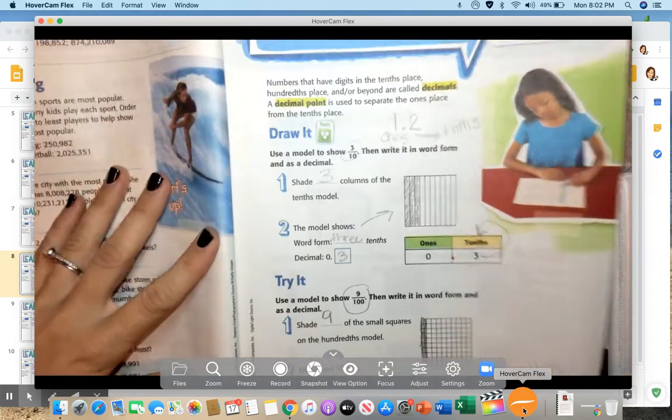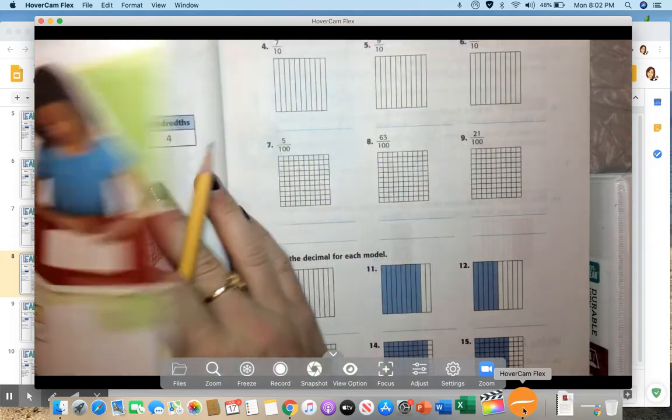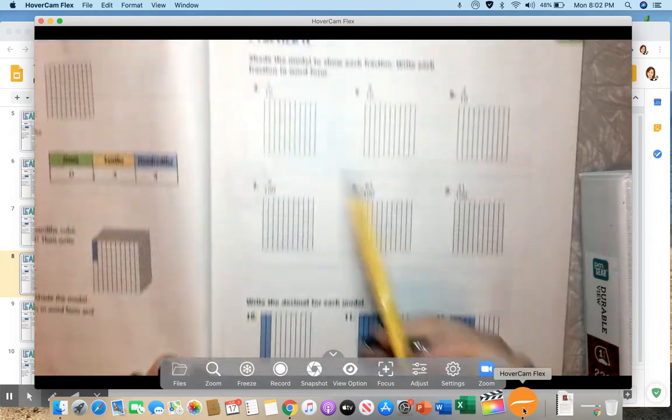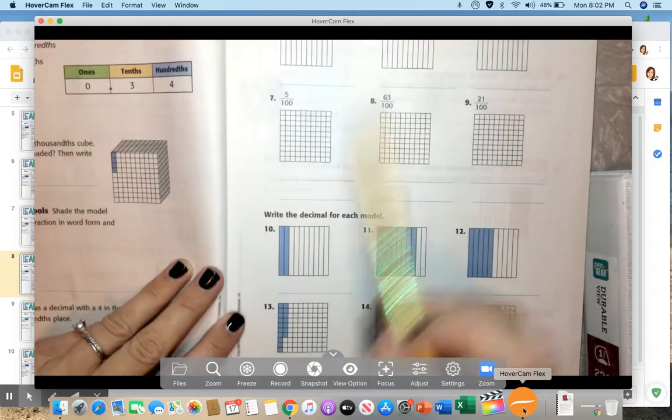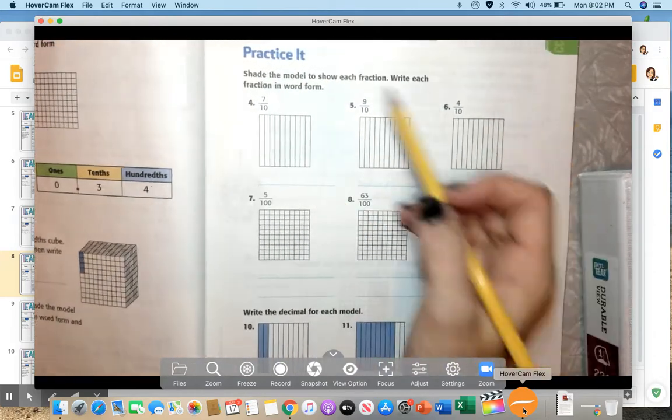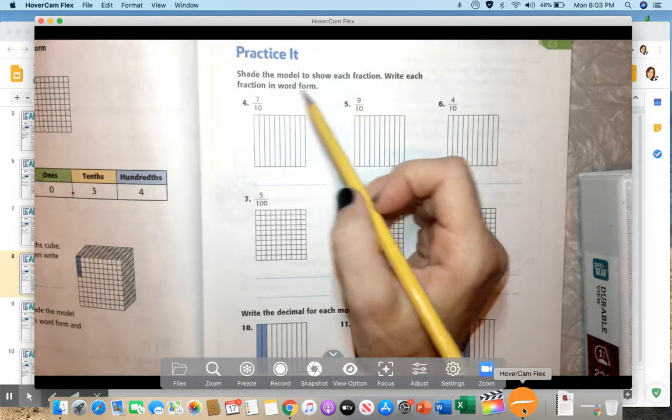Okay, so let's go ahead and see what your assignment is for today. I'm only going to have you working on page 25. I'm going to do some examples and then you're going to do the rest, and I'll show you that in just a second. So we're going to do the same thing. We're just shading and then writing it in word form.